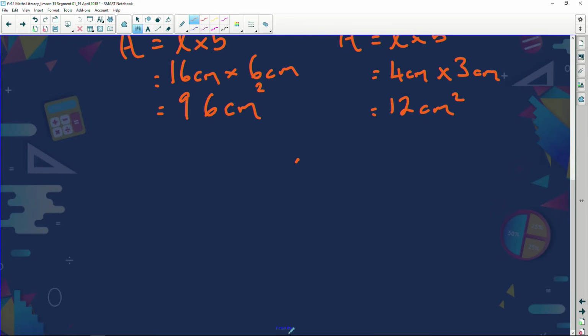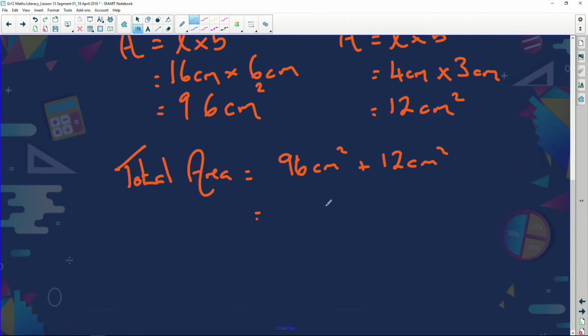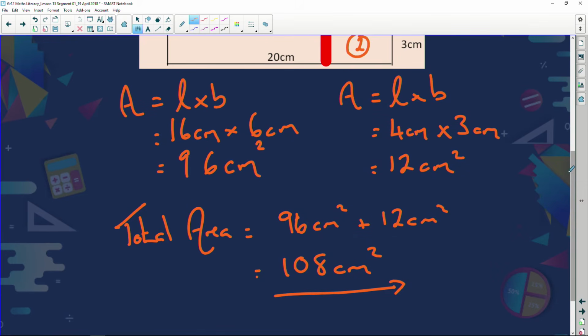My total area now is going to be, and I'm going to write that, total area is going to be 96 centimeters squared plus 12 centimeters squared. I'm going to land up then with 108 centimeters squared. Interesting, isn't it? Now, please take note that when I did this, I've shown the examiner all my working.